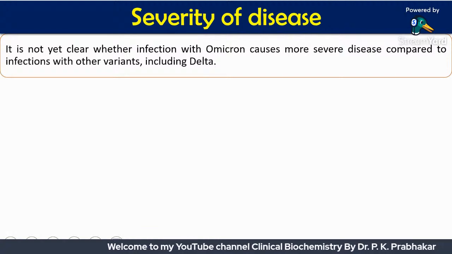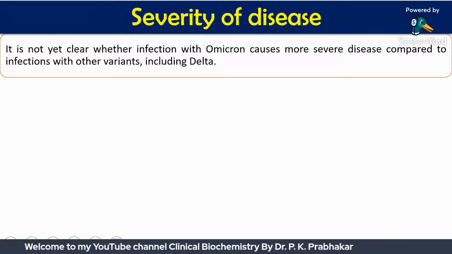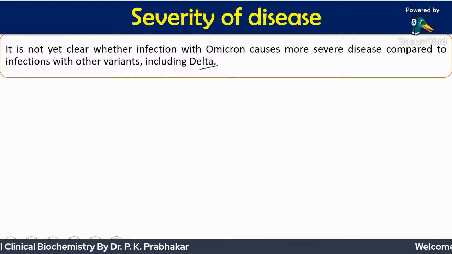The second one is the severity of the disease. It is not yet clear whether infection with Omicron causes more severe disease compared to infection with other variants, including Delta. Till now, Delta was the most severe variant.